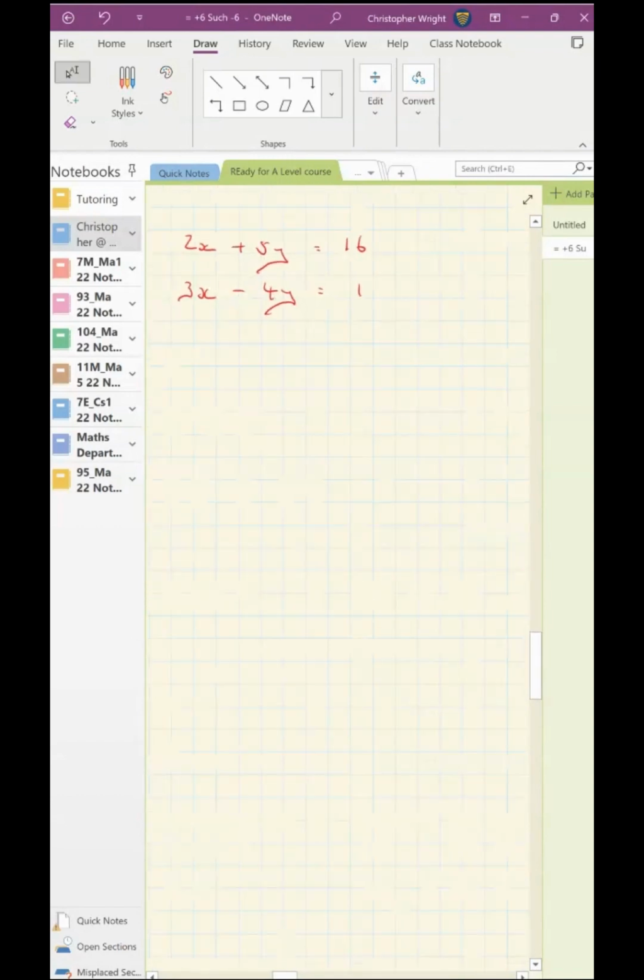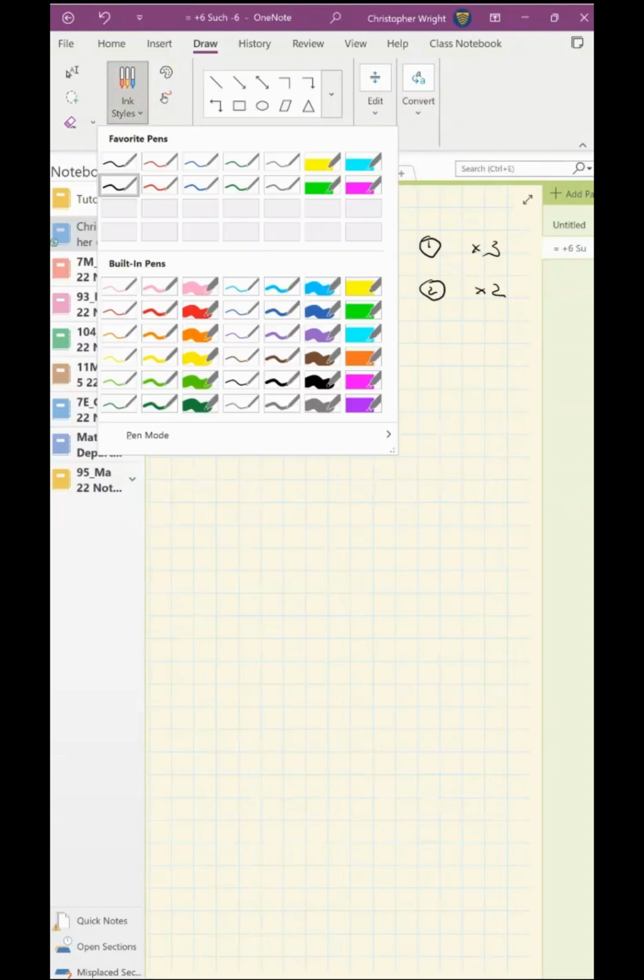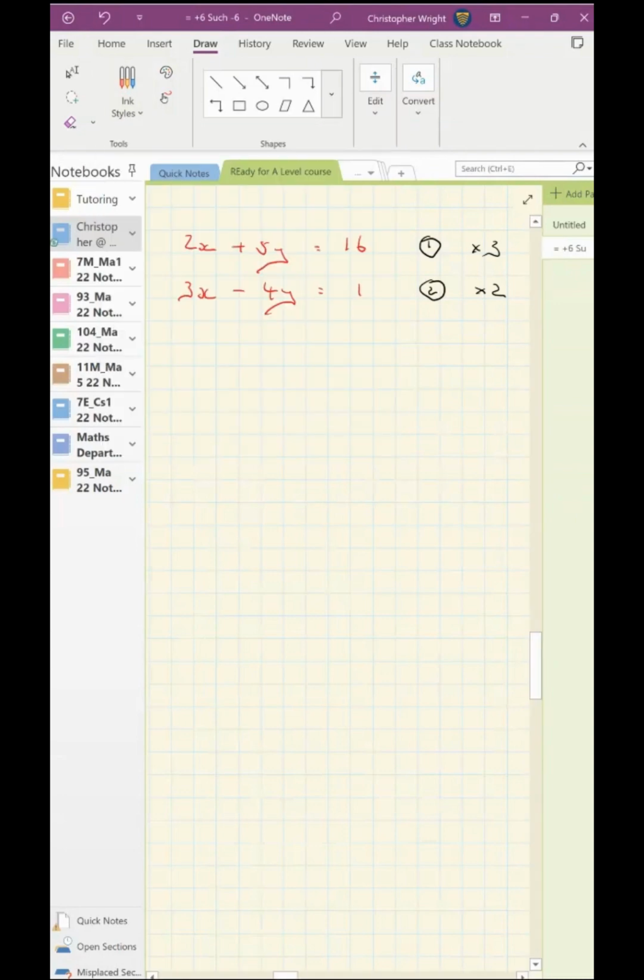Here I've got equation 1 and equation 2. Look at these and think what to do. Well, I could multiply the top one by 3 and the bottom one by 2 and get 6x's in both equations. Why don't I do that? Right, so I'm going to multiply this one by 3 and this one by 2. So that's going to give me 6x plus 15y equals 48. That's equation 1a. And equation 2a is going to be 6x minus 8y equals 2.